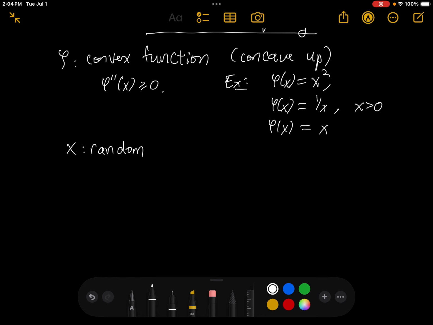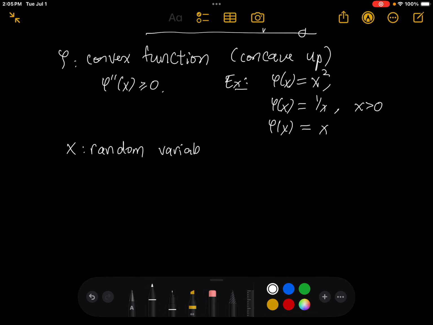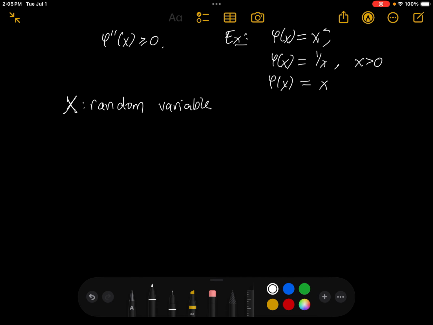So phi is a convex function, and capital X is a random variable. Then the theorem, which is Jensen's inequality, is that if you take the expectation of x, that's a number, and you plug that into phi, your convex function, that is going to be less than or equal to what you get if you take the expected value of phi of x.